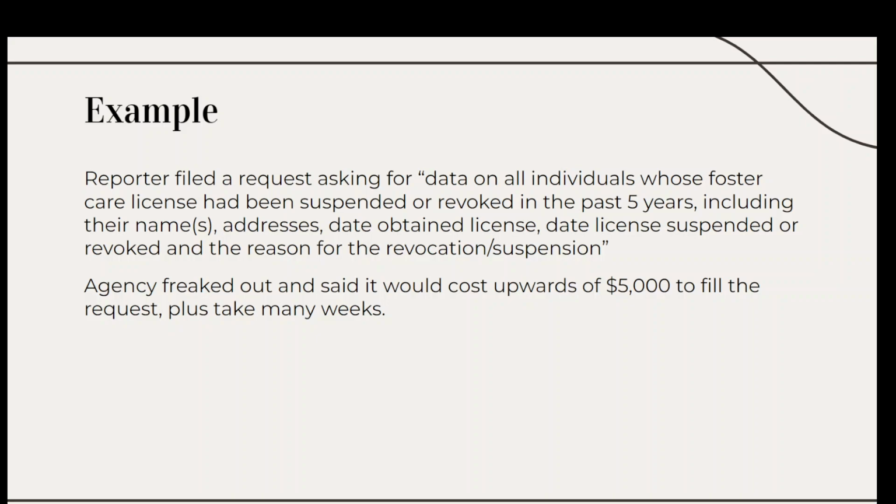So here's an example of one where this could have been avoided if she had done some homework first. A reporter asked for data on all individuals whose foster care license had been suspended or revoked in the previous 5 years. And she asked for their name, address, date the license was obtained, the date it was suspended or revoked, and the reason for the revocation or suspension. The agency absolutely freaked out on her, and they were saying it was going to cost something like $5,000, and it would take many, many weeks.